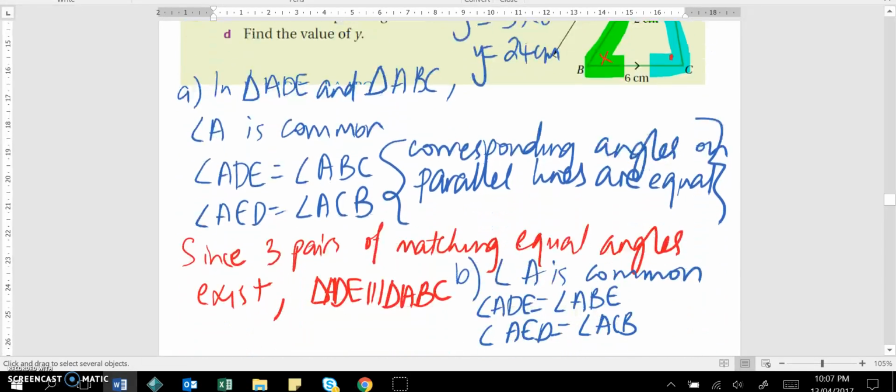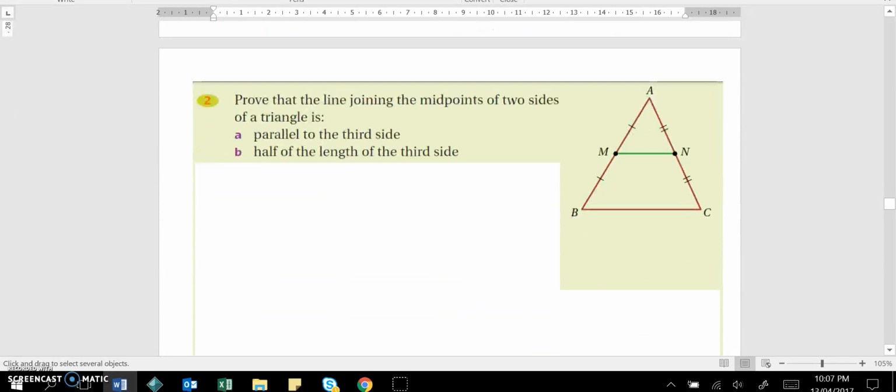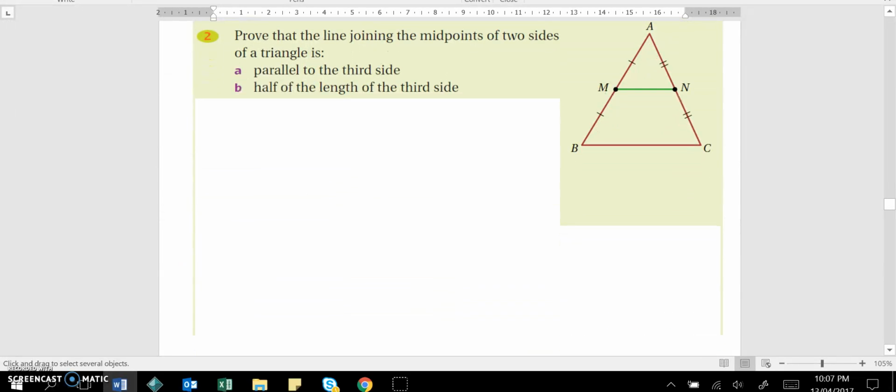Okay, so have a read over it again, copy it down, write down any questions you might have for me later. Okay, the second question is a bit different. It says prove the line joining the midpoints of two sides of a triangle is A parallel to the third side and B half of the length of the third side. So the first step, for part A, is you have to join the points MN, and I've done that for you in the picture here already. You can see that MN here has been joined. That wasn't in the question to begin with.